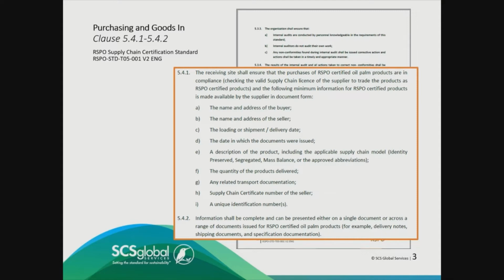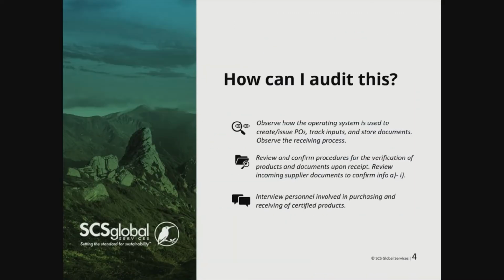Next, we will review examples of evidence triangulation for this particular requirement. So, how can we audit this requirement using triangulation of evidence? We can observe actions, such as the use of operating systems or receiving of products. We can review documents, such as procedures and incoming supplier documents, such as a COA or BOL. We can interview personnel involved in purchasing and receiving of certified products.